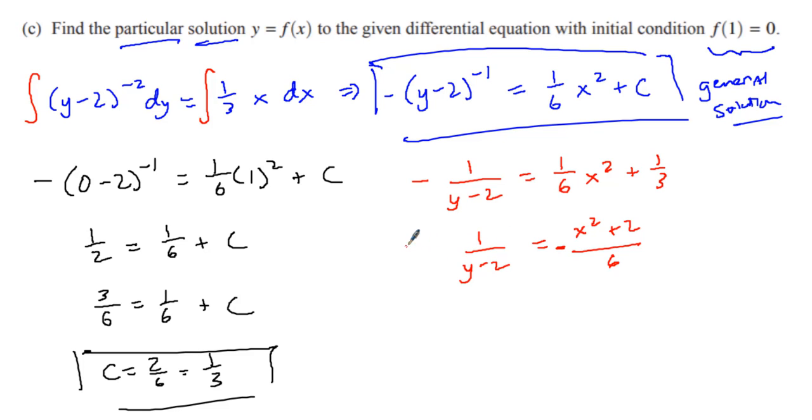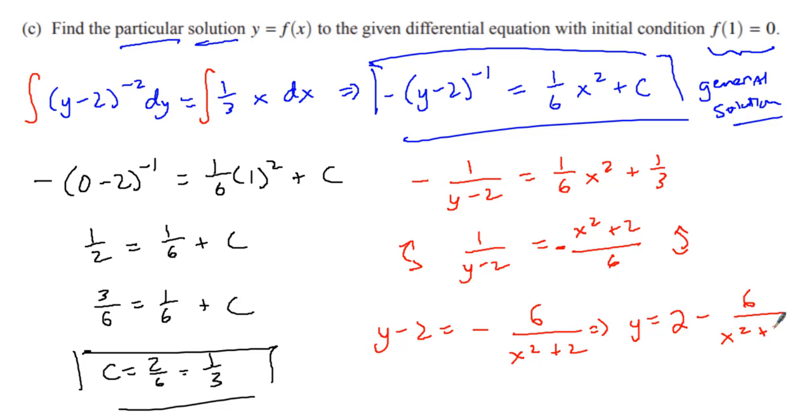I'm going to do the reciprocal of everything to get the y minus 2 on the numerator. So y minus 2 equals negative 6 over x squared plus 2. I just flipped everything. Now I'm going to add 2 at the end of the day. So y is equal to 2 minus 6 over x squared plus 2.